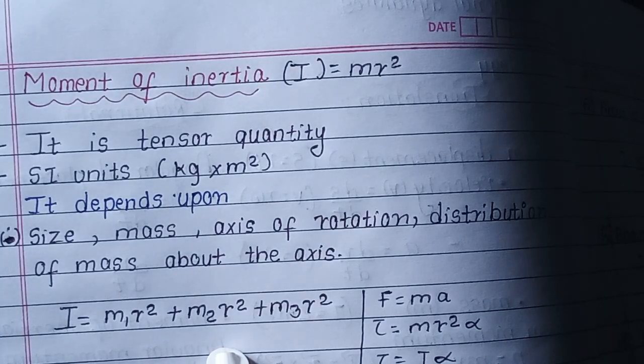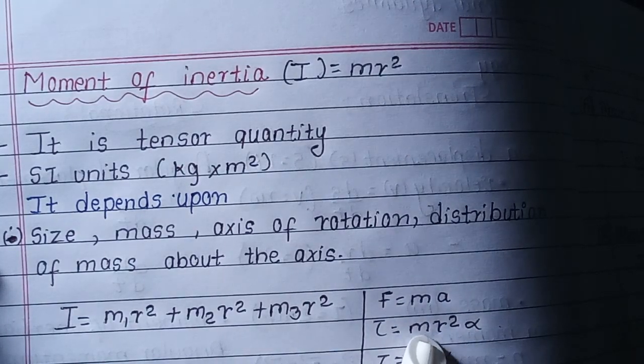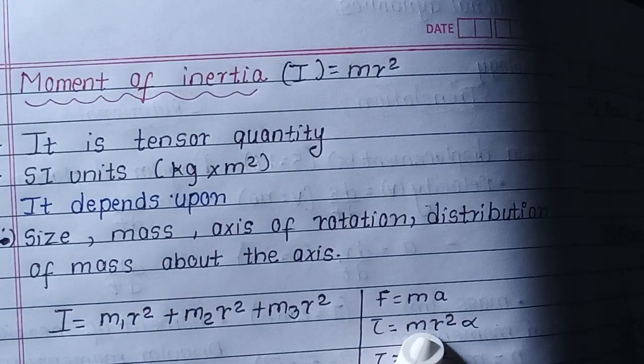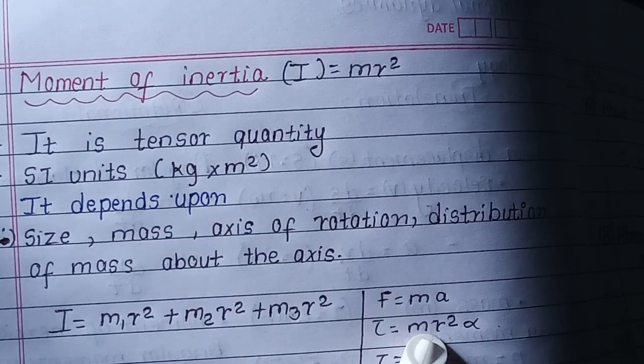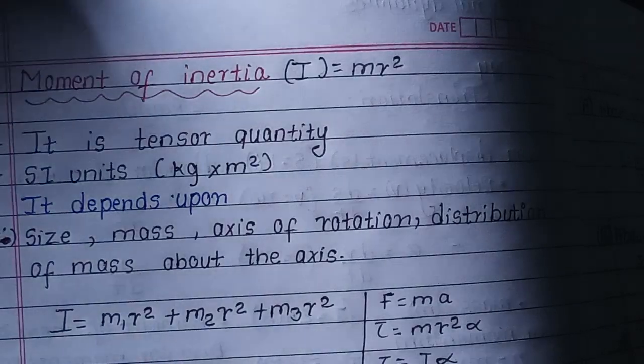and it can be added or subtracted like a scalar quantity. Here, force equals m into a. Here, torque equals m r square, where m r square represents the I. I is the analogy of the mass, and if alpha is the angular acceleration, therefore the torque equals I into alpha. It comes from here.